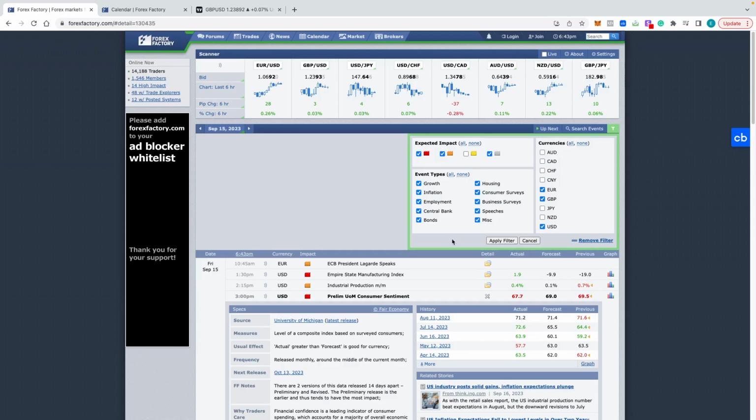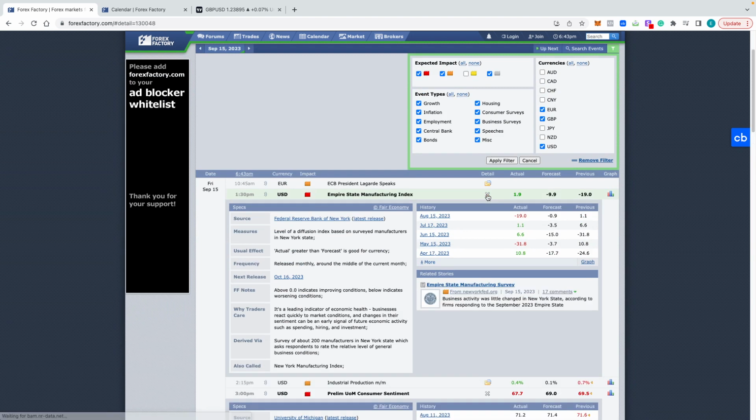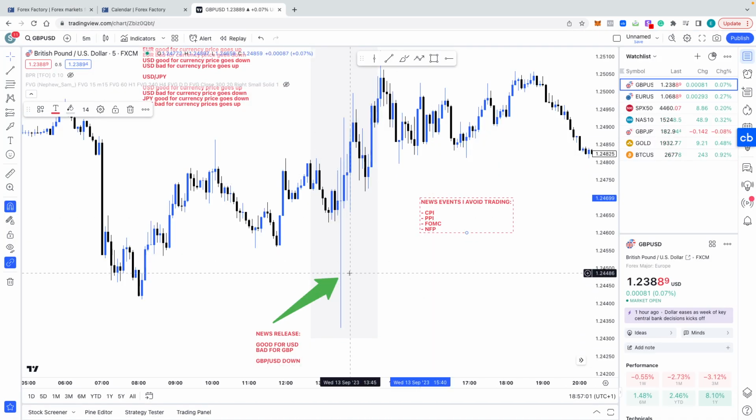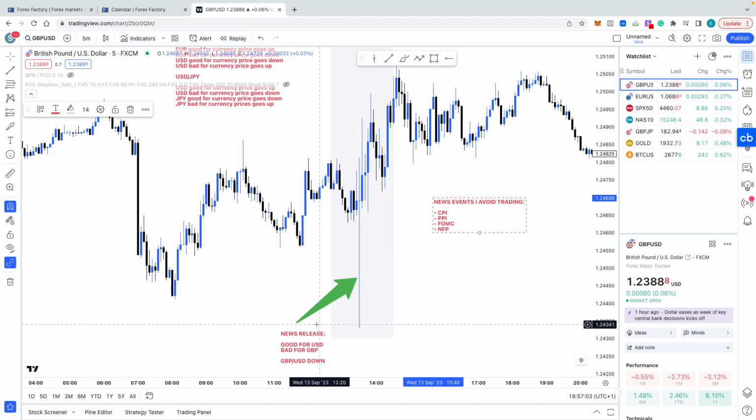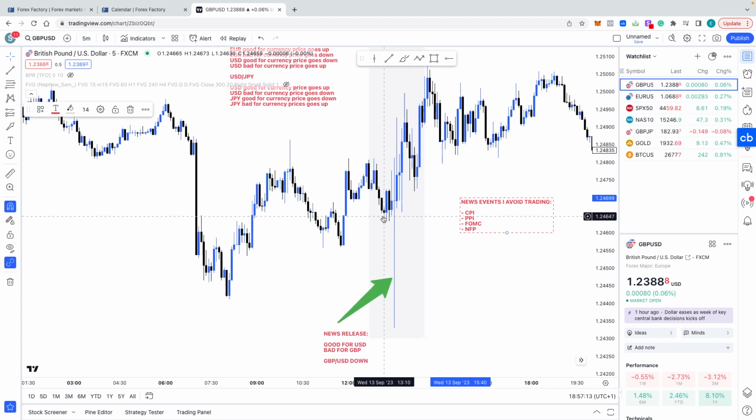And to read the news event, you're going to click over here on detail. You're going to read what the usual effect is. You're going to wait for the news to be announced. You're going to see what the actual news is versus the forecast. And as a result, you can price the news into the price action for the pair on that particular day. And here was a great example of how a huge wick down coincided with some great news for the USD, which in turn essentially resulted in bad news for GBP/USD.